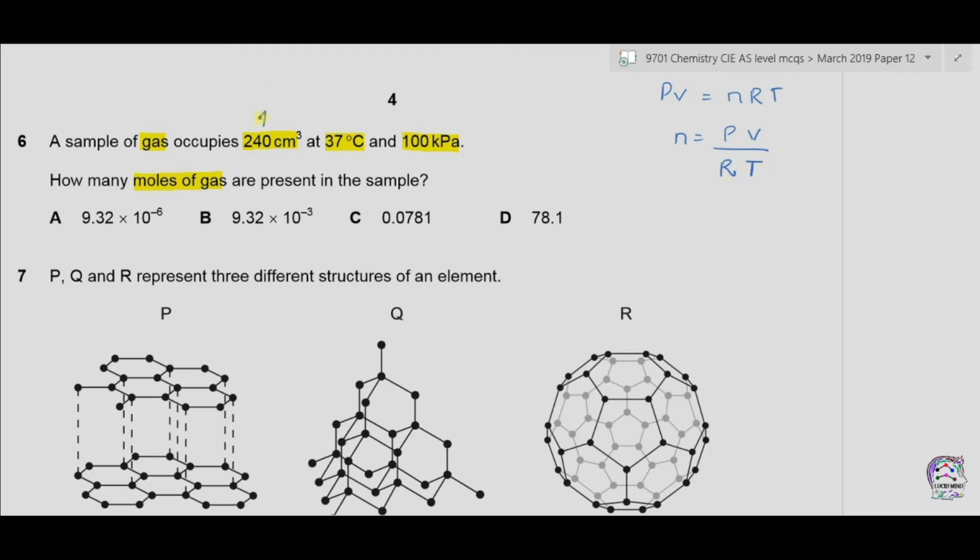Let's first convert the units into appropriate ones. We have 240 centimeter cube. For converting it into meter cube, we have to divide by 10 to the power 6, so the answer will be 240 times 10 to the power minus 6 meter cube. For converting temperature into Kelvin, we have to add 273, so when 273 is added to 37, it becomes 310 Kelvin. The pressure is in kilopascals, so we have to convert it into pascals. Kilo means 1000, so multiplying 1000 by 100, we get 100,000 pascals. From the data booklet, we have the value of R, which is equal to 8.314 joules per Kelvin per mole.